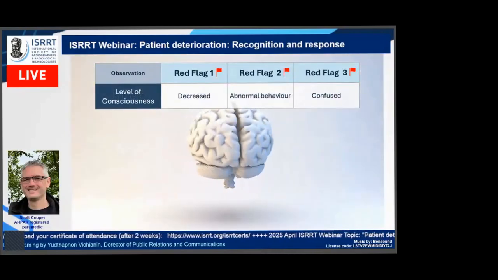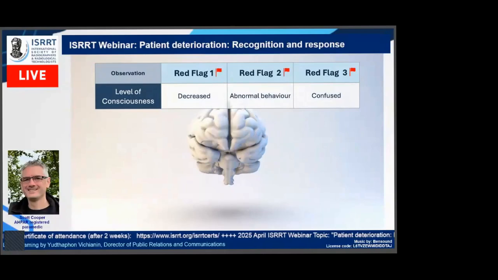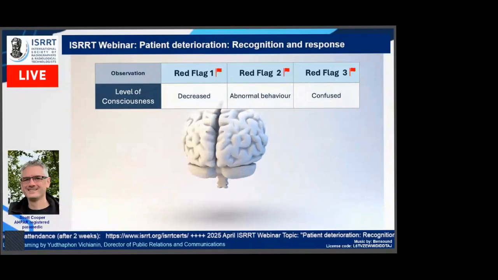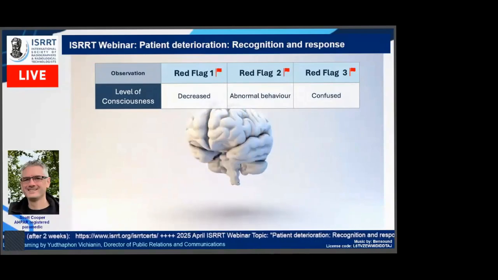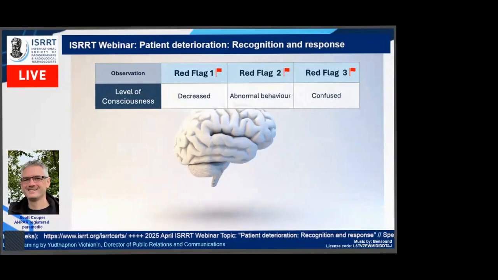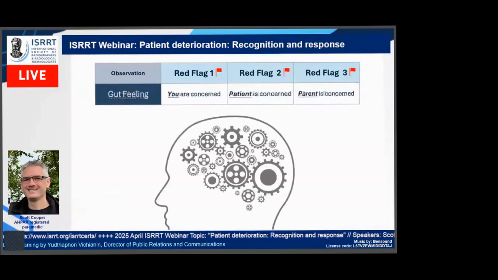With the level of consciousness, we're looking at things like decreased consciousness, abnormal behaviour or confusion that could be, again, indicators of a deterioration in the patient.